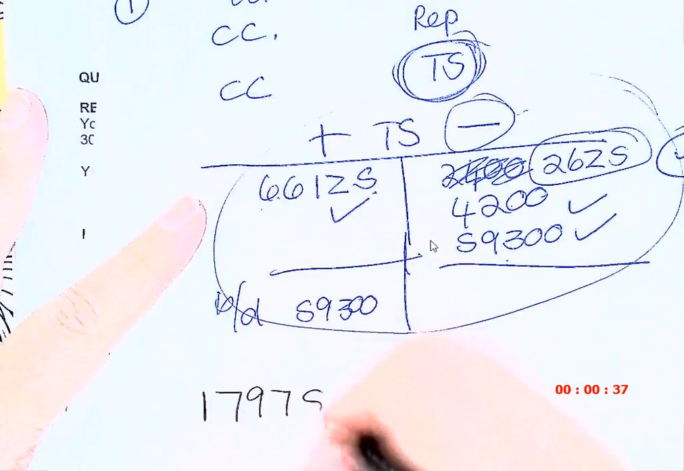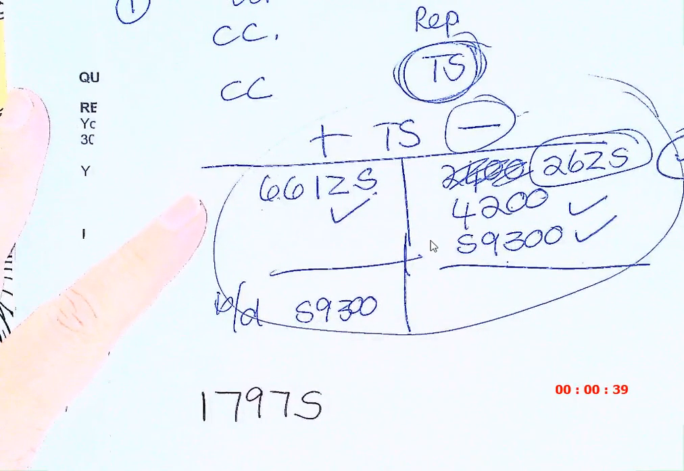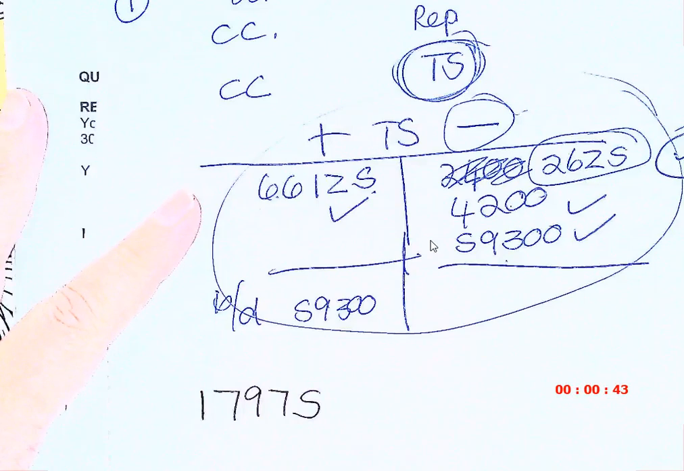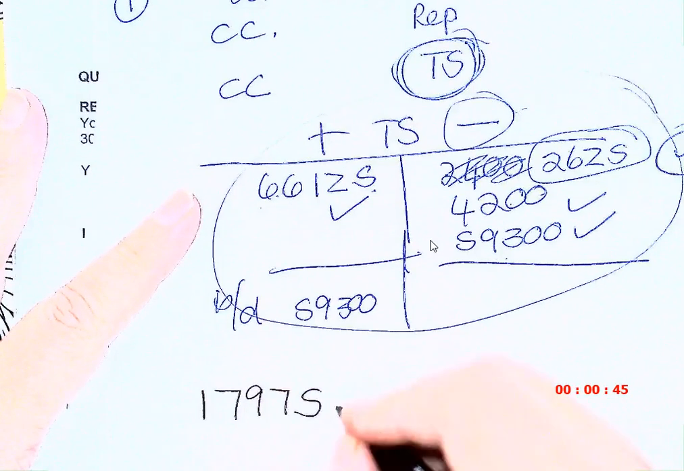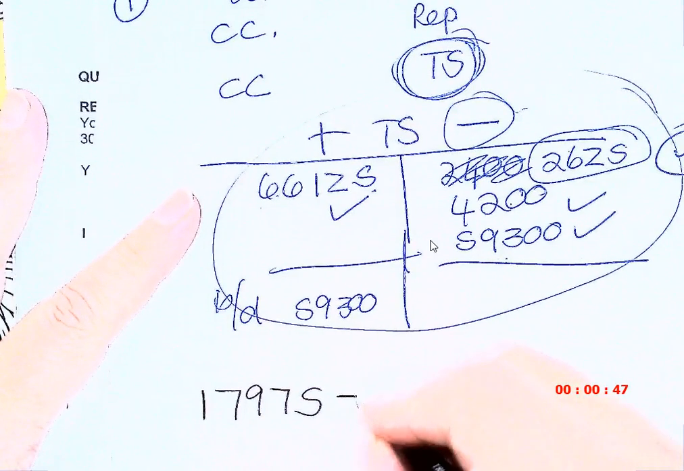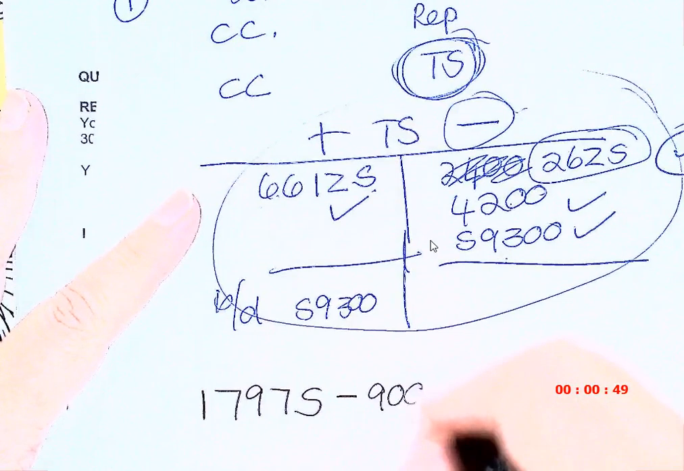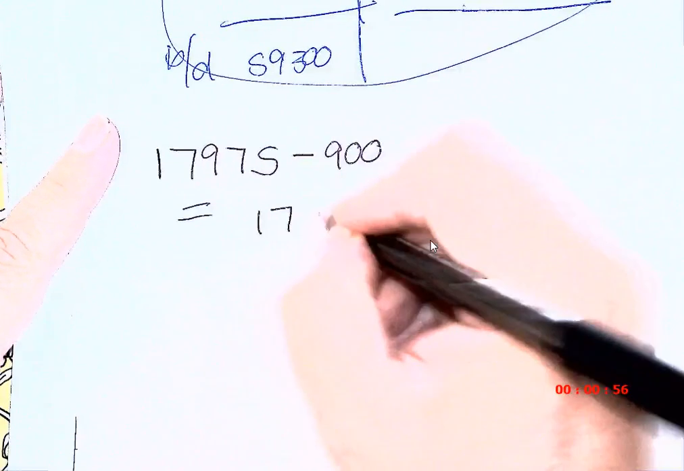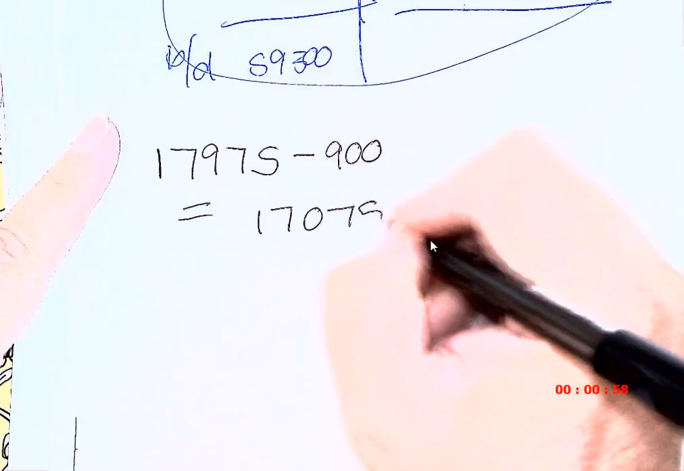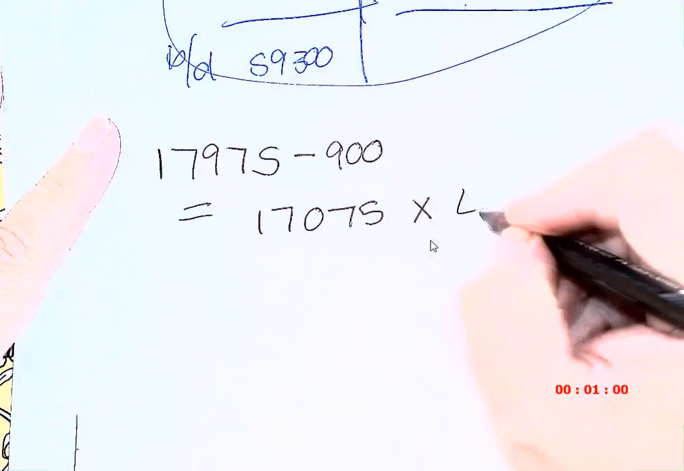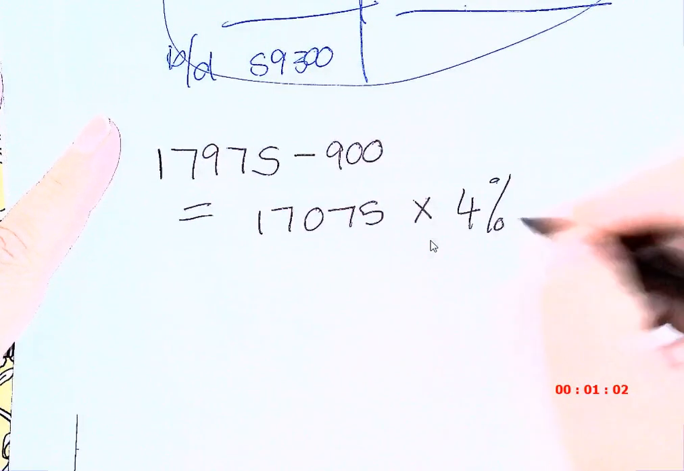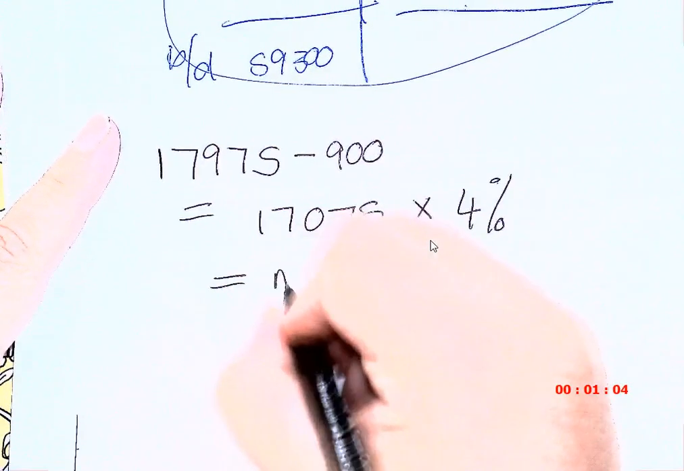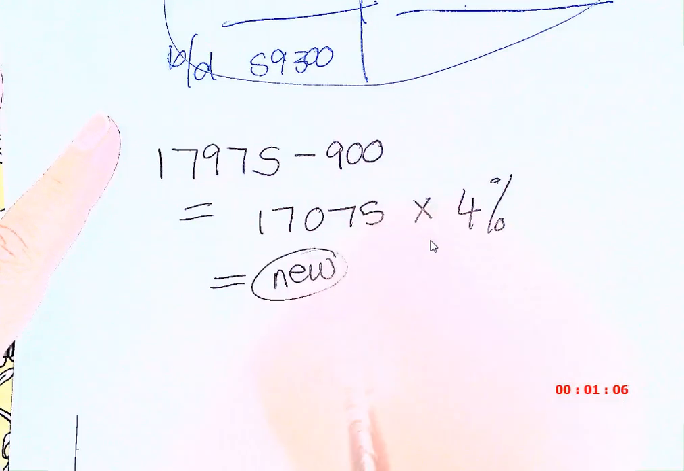17975. Okay, now I know if I look, I see on the 4th, we wrote off further bad debts for 900, right? So, what is my debtors control now? 17,075. So if I calculate 4%, it gives me my new provision for bad debts, which is what?